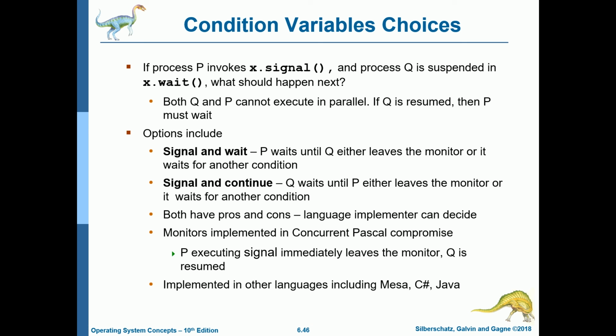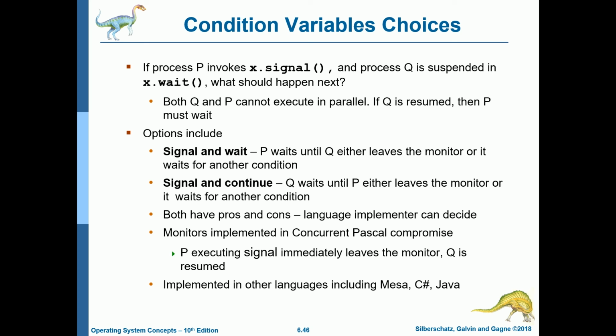Now let's consider the following scenario. The X.signal operation is invoked by the process P. Now there exists a suspended process Q associated with the same condition X. Clearly, if the suspended process Q is allowed to resume its execution, the signaling process P must wait. Otherwise, both P and Q would be active simultaneously within the monitor. We know this can't happen.